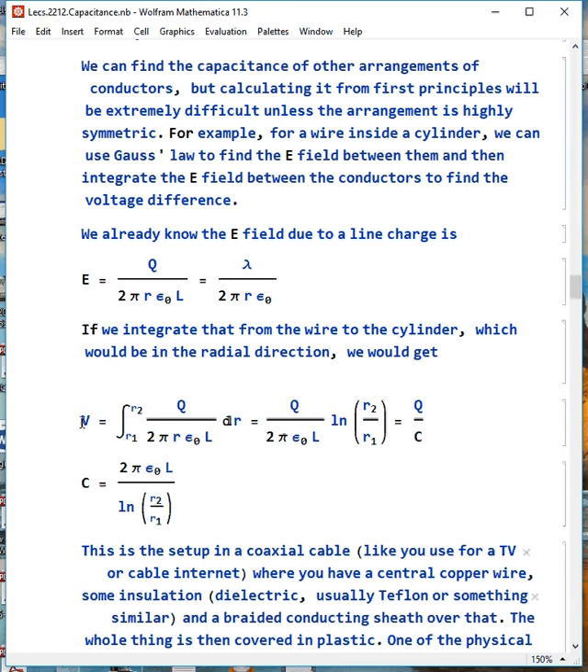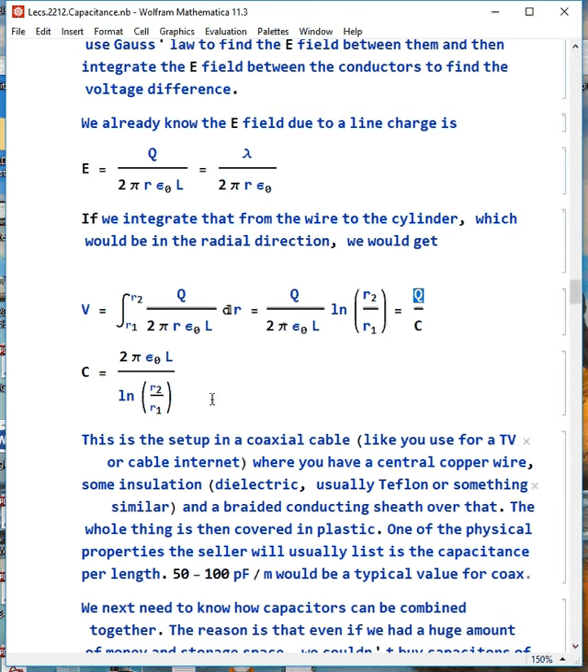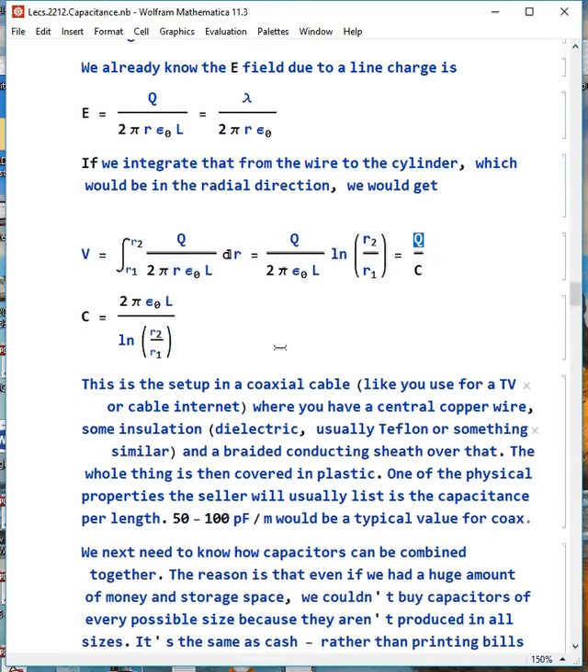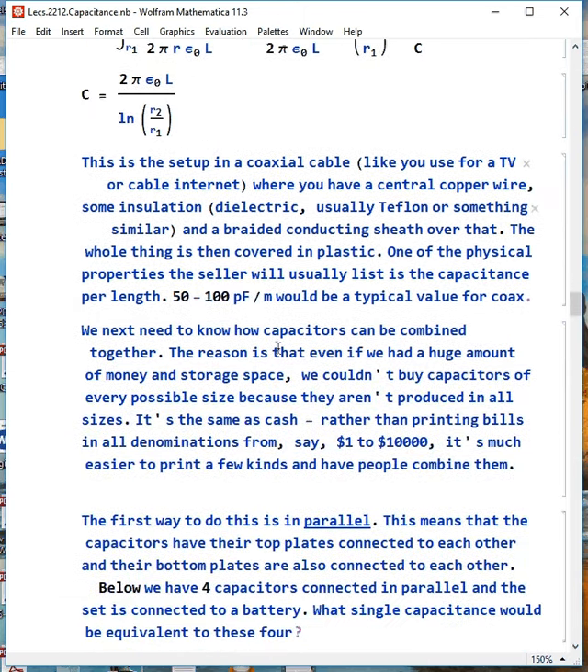But notice we still have our Q equals CV, so we can use that to pick out what the capacitance is for this arrangement of conductors. It's 2 pi epsilon naught L over natural log outer radius over inner radius. This is what's called a coaxial cable, and if you're thinking, does this have any real-world applications? If you get cable internet or cable TV, this is how it gets piped to your house.